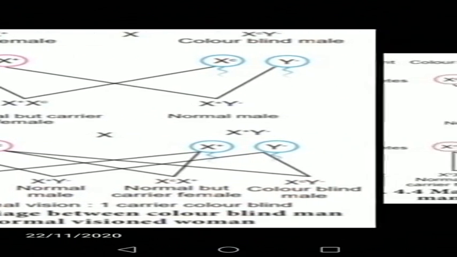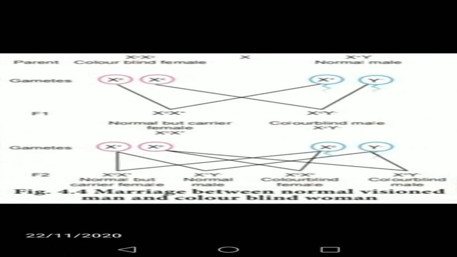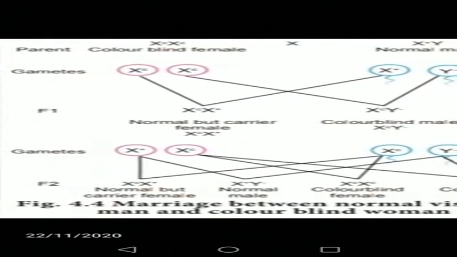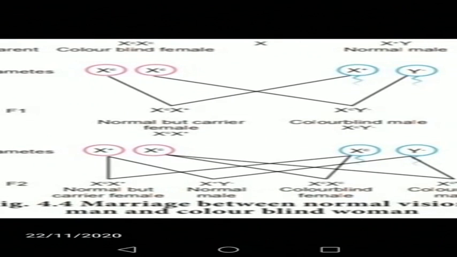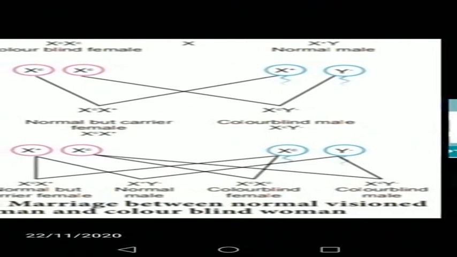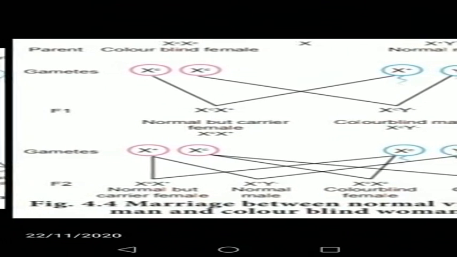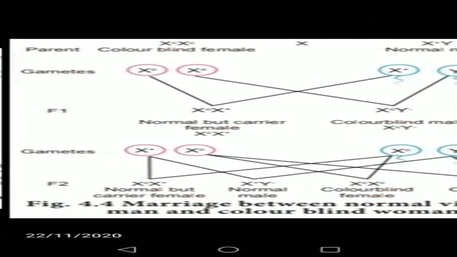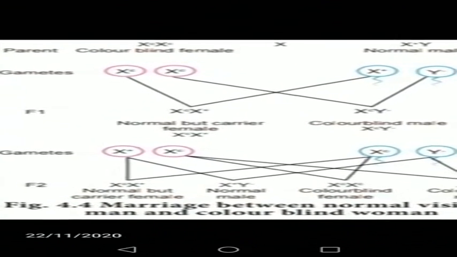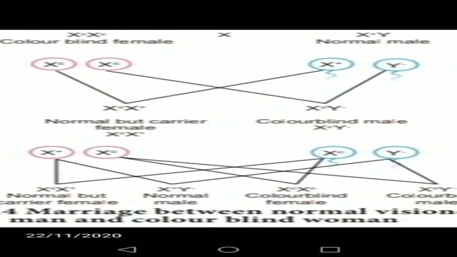So this is what we call criss-cross inheritance. The next one, marriage between a normal vision man and a color blind woman. Here the color blind female and normal male are getting married. Can you see the gametes that have been produced here?